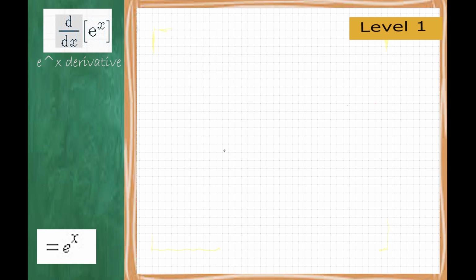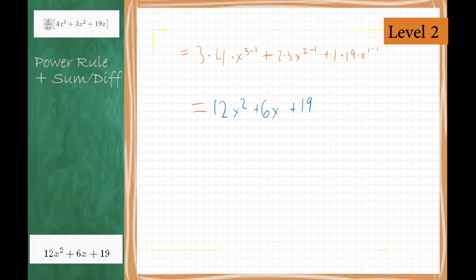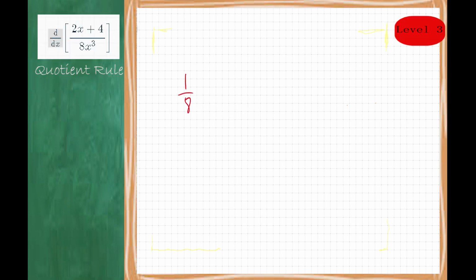For level 2, let's tackle another two basic rules of differentiation, the power rule and the sum and difference rule. So we have this polynomial, and we will do the power rule for each term. So 3 times 4 times x to the 3 minus 1, plus 2 times 3 times x to the first, plus 1 times 19 times x to the 0. So it'll equal 12x squared plus 6x plus 19. Pretty easy. For level 3, let's step it up, and we will do the quotient rule.